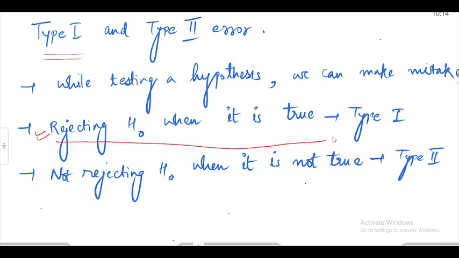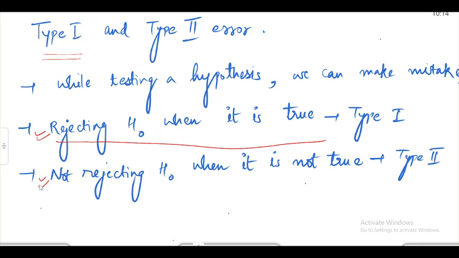Then we have a type 2 error. What is happening in type 2 error is that you are not rejecting the null hypothesis when it is not true. So in this case, you create a hypothesis, and based on the evidence from the test that you have conducted, that hypothesis seems true. So you accept that hypothesis, but in reality, that hypothesis was wrong. So you are not rejecting the hypothesis when it is not true.